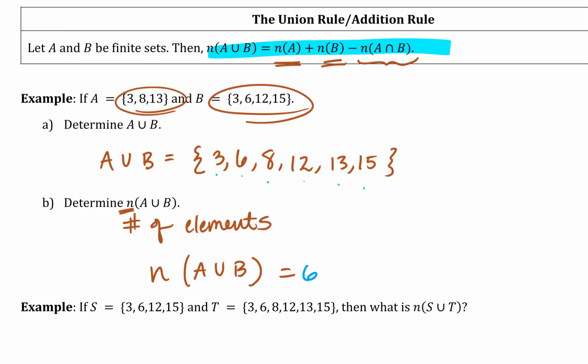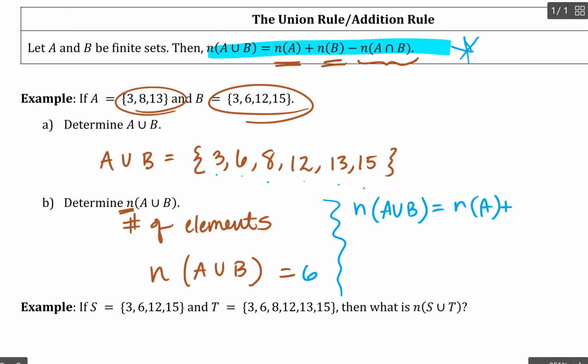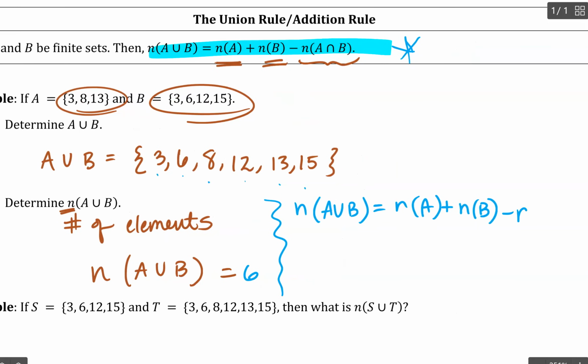Now there's another way that we can do this, and I'm going to show it to you so that it actually applies this nice formula that we just learned. And that formula is the number of elements in A union B is equal to the number of elements in A plus the number of elements in B minus the number of elements in A and B, or intersect B.